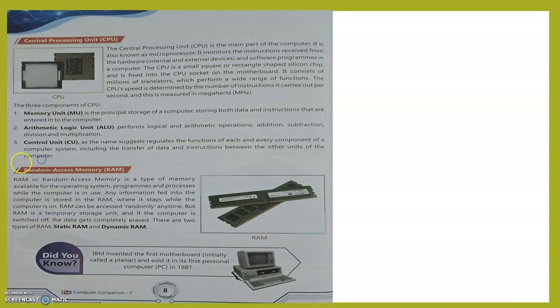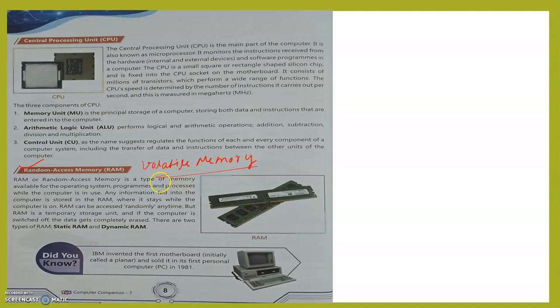What is random access memory? RAM. RAM is also known as random access memory. It is also known as volatile memory. As you know very well, you have already heard this name in class 6 also.